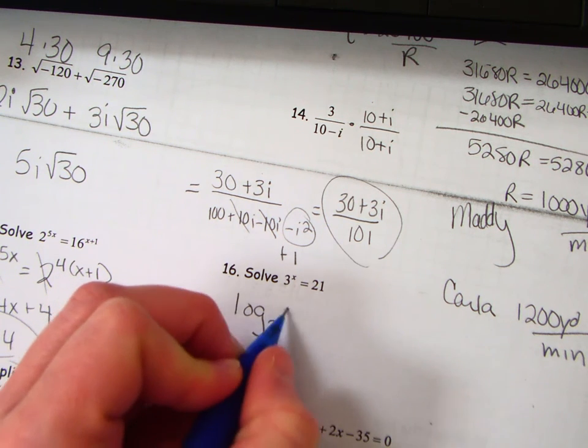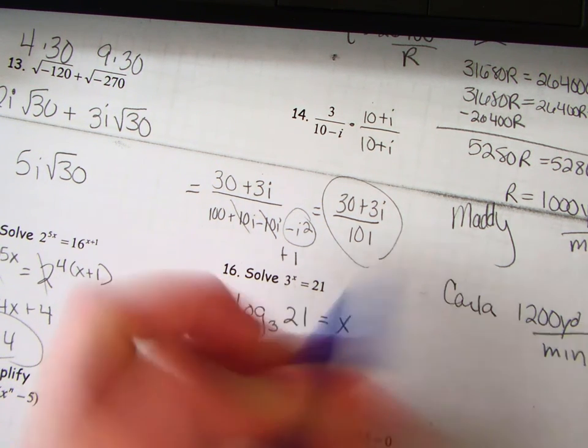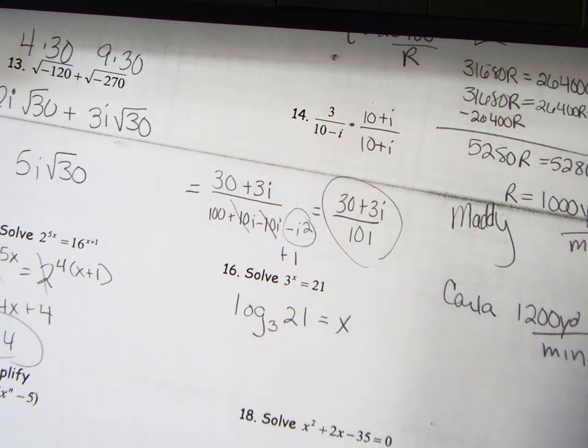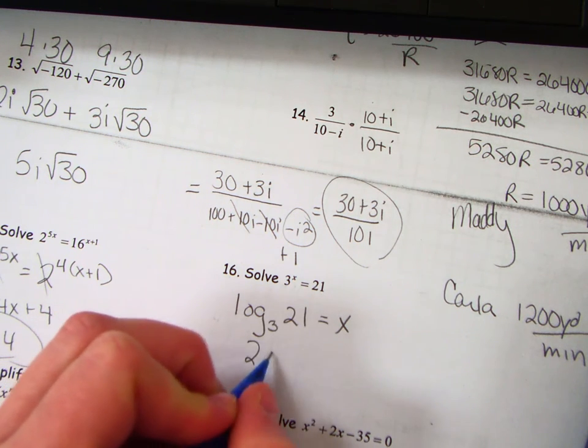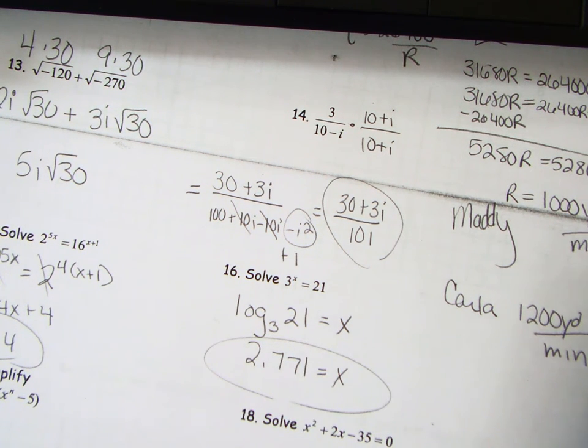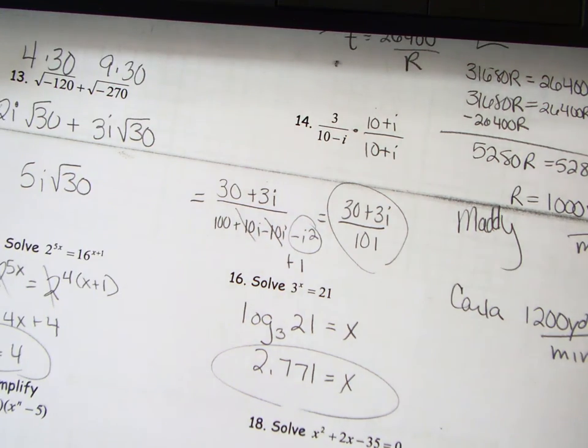Okay, number 16, there is no common base, so we're going to change it to a log. The exponent equals x. Type it in your calculator. You can always do log of 21, divide by log of 3, and you will have your answer. Okay, if you ever want to verify that's right, just put it in there for x.